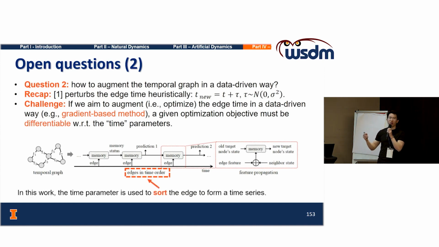So if the time property is not clearly involved in the final objective function, then how can we compute something like the gradient of the objective function with respect to the time property t, right? If we cannot compute such a gradient, how can we update the perturbation t in a data-driven way? This is totally unknown so far.